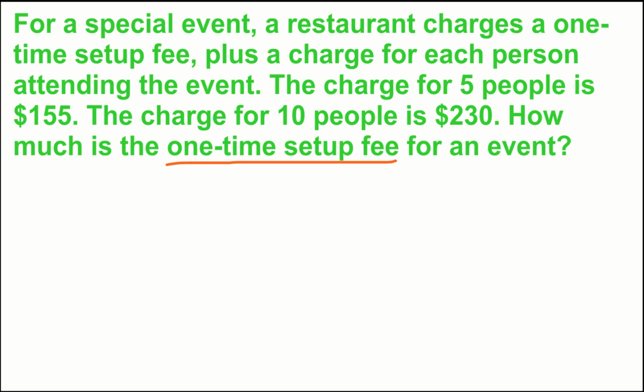So we need our ordered pairs. Who thinks they can give me the 2 ordered pairs? Yeah, so we got people and we got money. So the people is going to be our x value. Like I said before, money is almost always y values. So that means we got 5 and 155. And then we got 10 and 230. All right, now since we're looking for the y-intercept, we got to find the slope first, right? So go ahead and find the slope.